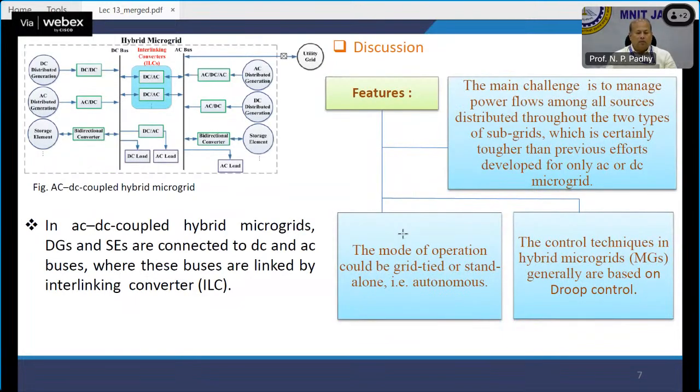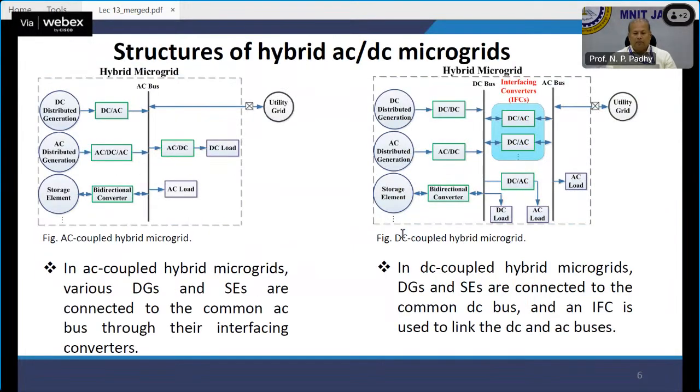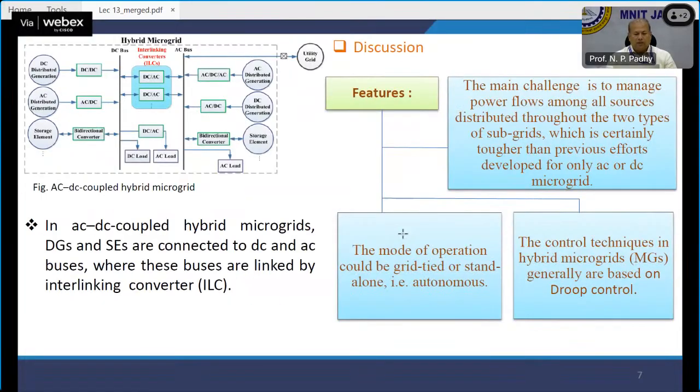Now, if you combine AC-DC as a hybrid microgrid, as previously you have seen, this is my hybrid microgrid. There's one more structure, this one, where in an AC-DC coupled hybrid microgrid, distributed generations and energy storage are connected to DC and AC buses, where these buses are linked by interlinking converters.